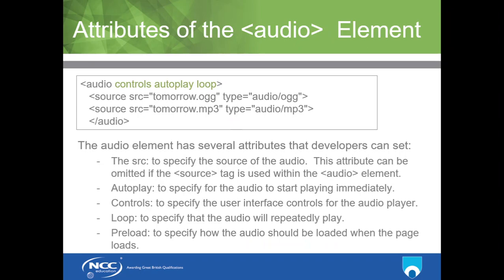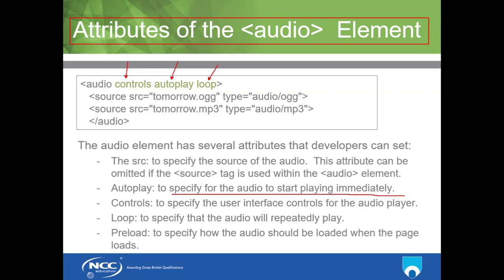Okay, the audio element has a number of attributes. One of them is controls. Another one is autoplay. Another one is loop. So autoplay is used to specify that the audio should start playing immediately. That is what is called autoplay.